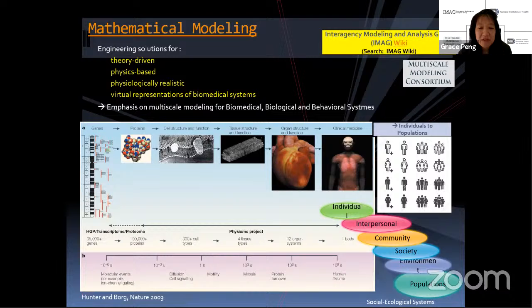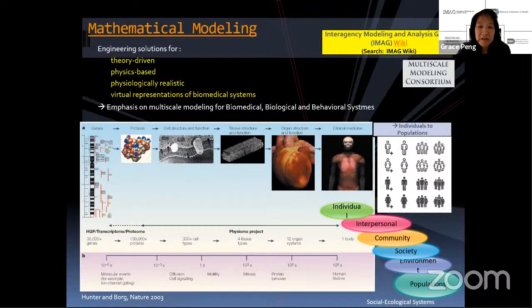Through these awards, we formed the Multi-Scale Modeling Consortium. And this consortium has dealt a lot with the science of developing models and how to build credible models, and the practice of credible model development.